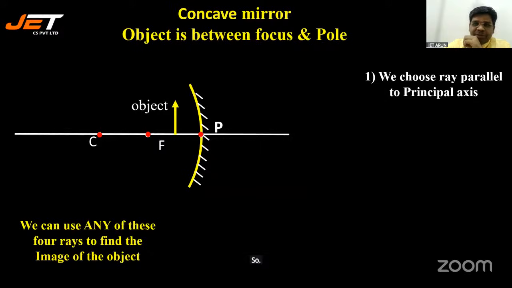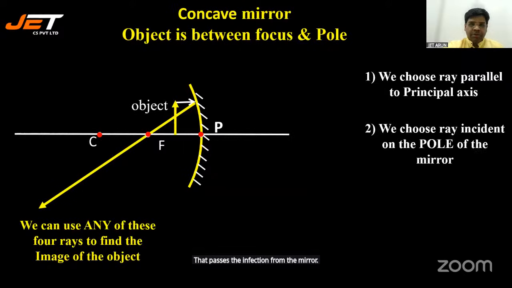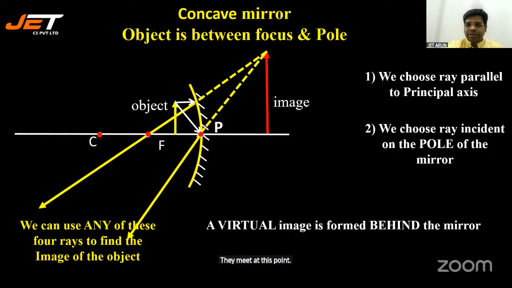So we choose a ray parallel to the principal axis like this that passes, reflecting from the mirror. Now we choose another ray which is incident at the pole of the mirror. It gets reflected, and when I extend it, they meet at this point. A virtual image is formed behind the mirror. All right. So a virtual image is formed behind the mirror, and that's what you all said.